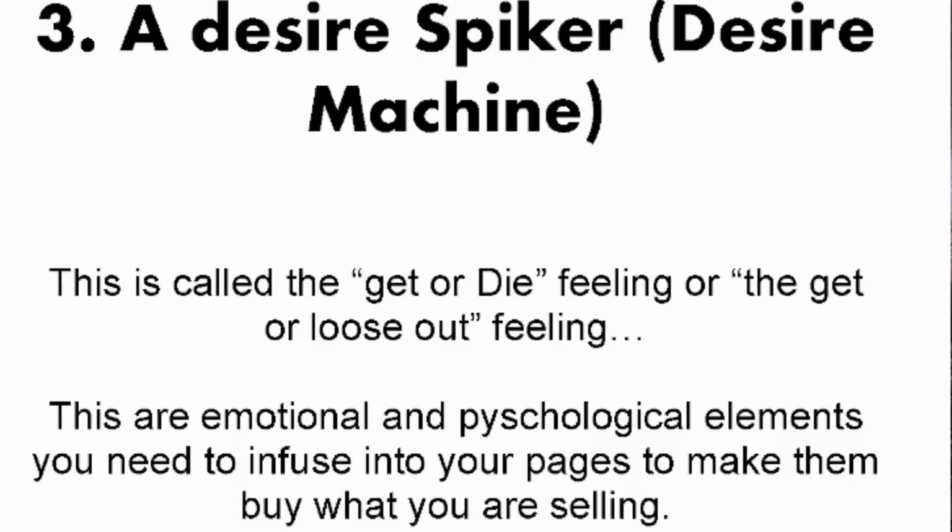Okay, so a desire spiker is called the get or die feeling. Yes, it's the get or die feeling. It's that feeling that makes you think, if I don't get this now, I will die. I can die tomorrow if I don't get this thing. So it's called a desire spiker, a desire machine. It's the get or lose out feeling. It's the feeling that makes them desire products. So there are emotional and psychological elements you need to infuse in your page to make them buy what you're selling. A desire machine is what makes them desire your product.